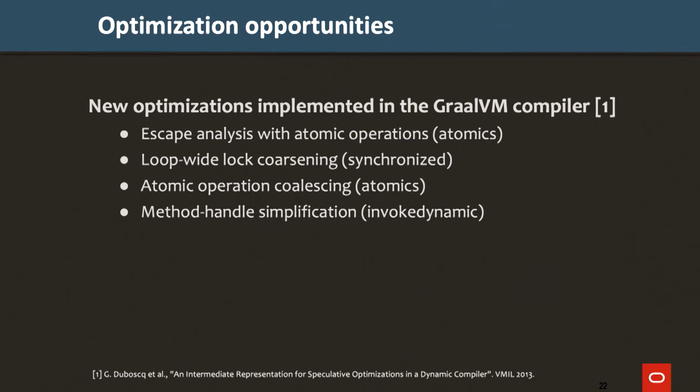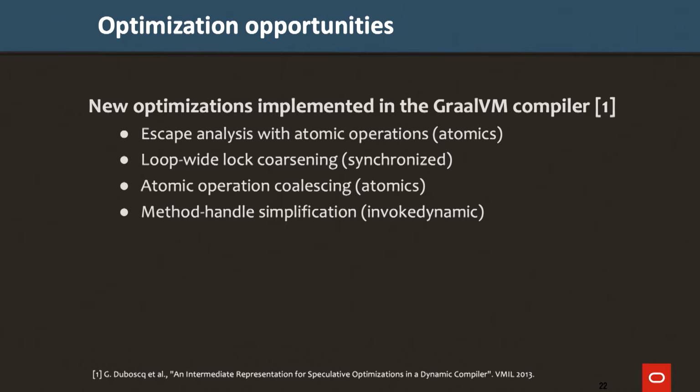And as part of the GraalVM compiler, those benchmarks have been used to come up with new compiler optimizations, mostly related to concurrency. So you can see escape analysis with atomic operations. Escape analysis is a compiler optimization that can reduce the number of allocations. So that will also reduce the GC pressure and also produce more efficient machine code. So escape analysis in the context of atomics was a new optimization. Also loop-wide lock coarsening, meaning optimizing the synchronized blocks, atomic operation coalescing also for atomics, and method handle simplification for these new bytecodes with invokedynamic.